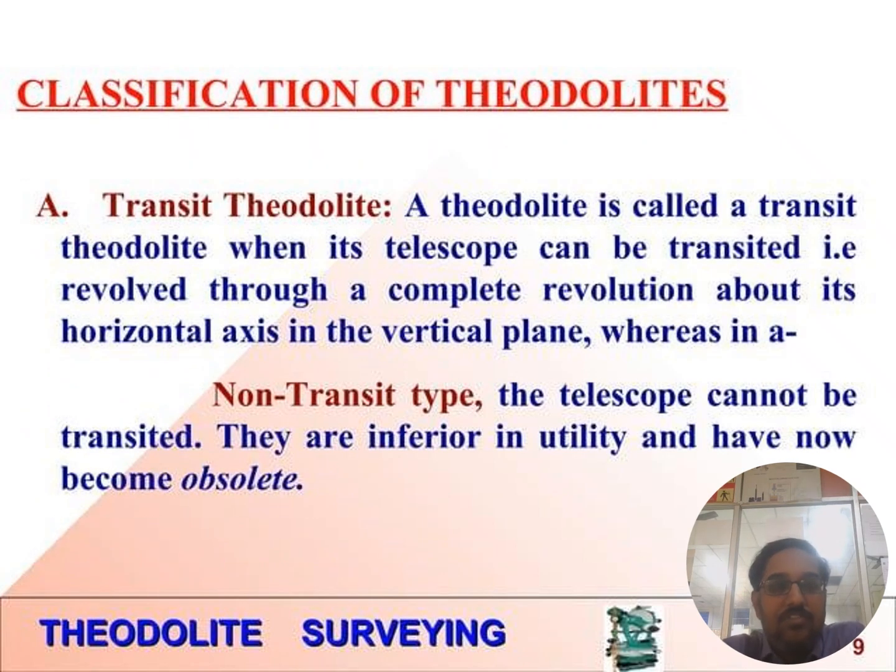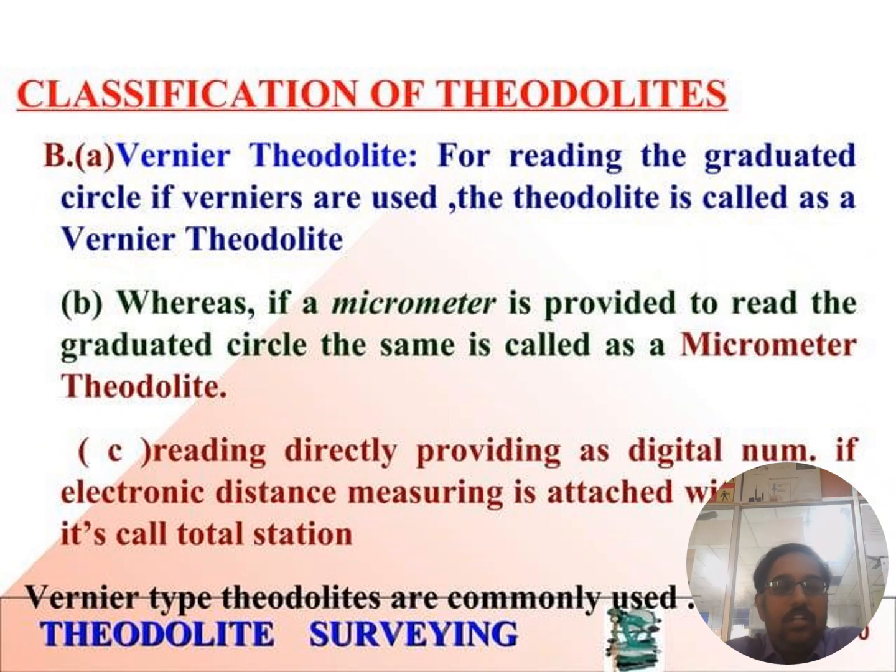First, the classification of theodolites. We are going to see the transit theodolite. A theodolite is said to be a transit when the telescope can be transited, that is, revolved through a complete revolution about its horizontal axis in the vertical plane, whereas in the non-transit type, the telescope cannot be transited. They are inferior in utility and have become obsolete.